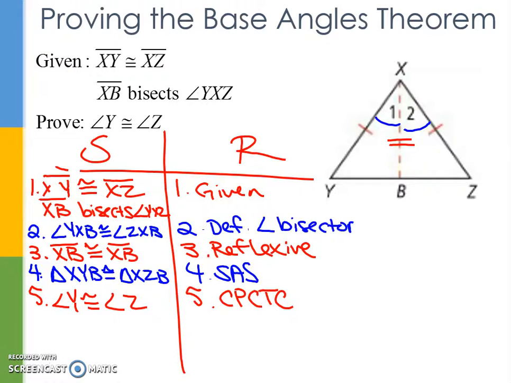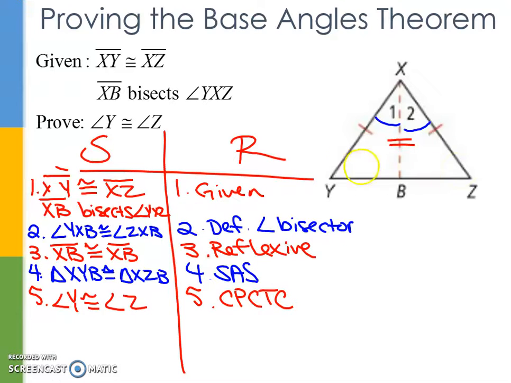So proving the base angles theorem, we're going to look at this triangle. This one has angle 1 and angle 2, and side XY is congruent to side XZ. And XB bisects angle YXZ. When you bisect, that means angle 1 and 2 are congruent. We've got to prove that this angle and this angle are congruent to each other also.